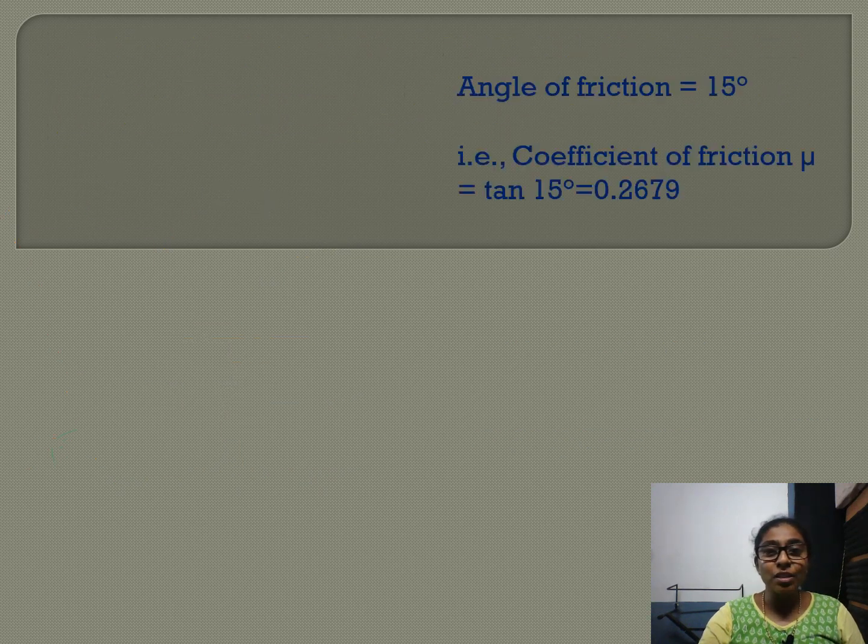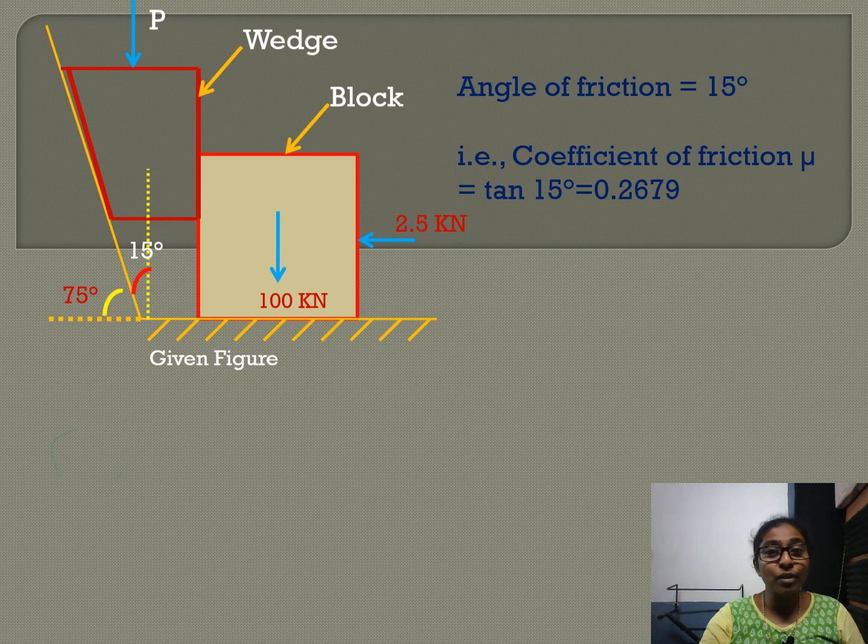From that we know the coefficient of friction. Normally we symbolize it as mu, so mu is equal to tan 15. The value for tan 15 is 0.2679. You can see the angle of friction 15 from the diagram. So this is your given problem.